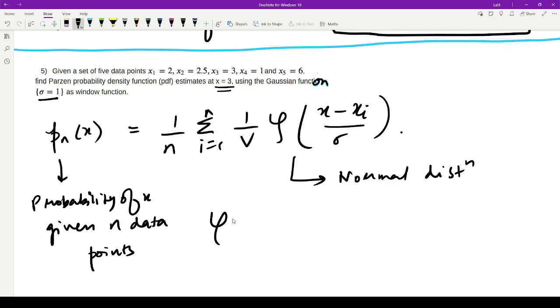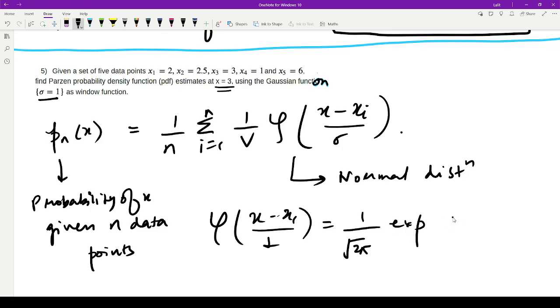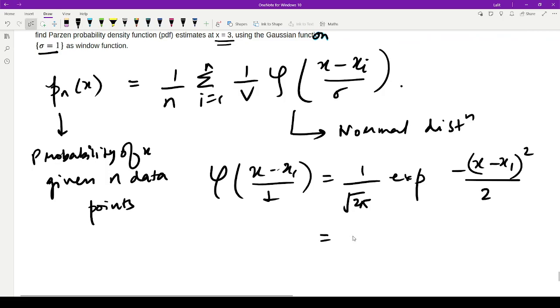So how will you do it? Just replacing the values, for x I'll take x equals 3, and for xi, for the first instance, x minus x1 upon sigma turns out to be 1. So this probability is just the Gaussian distribution. Sigma is 1, so we can easily write it as x minus x1 squared upon 2. Okay, so this value turns out to be 0.242.